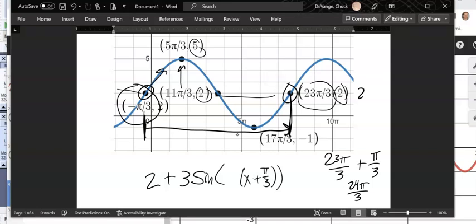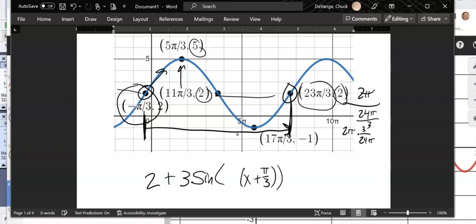I just have to go 2 pi divided by it. So 2 pi divided by 24 pi over 3. Invert and multiply. 2 pi times 3 over 24 pi is 6 pi over 24 pi. And if I simplify that fraction, pi's go away, 6 into this is 1/4. So that should be the equation for that one.